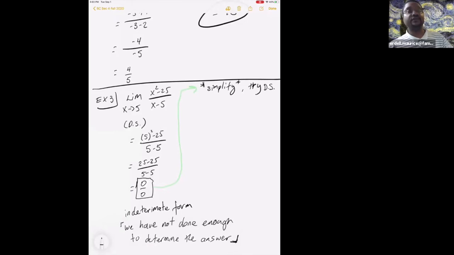Indeterminate form means I have not done enough to get the answer. Well, what must I do to get the answer? There are several things you can do. The main one for this class is to simplify and try again. There are actually like 15 different things you can do when you're in indeterminate form, but we ain't gonna go crazy just yet. So I rewrite the problem.